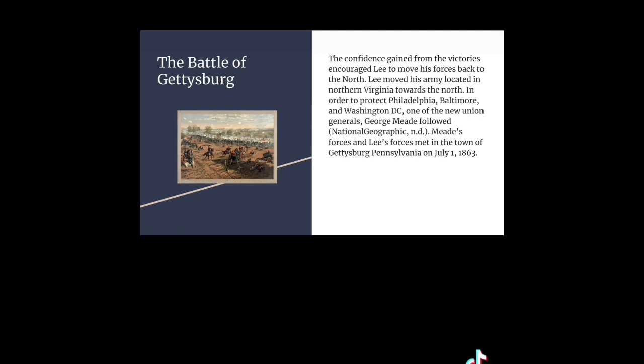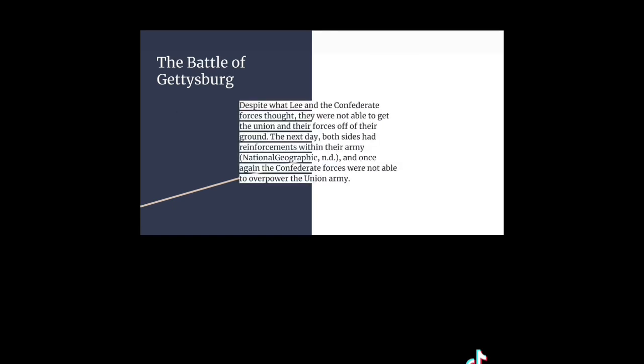In order to protect Philadelphia, Baltimore, and Washington, D.C., one of the Union generals, George Meade, followed him. Meade's forces and Lee's forces met in the town of Gettysburg, Pennsylvania on July 1st, 1863. Despite what Lee and the Confederate forces thought, they were not able to get the Union and their forces off of their ground. The next day, both sides had reinforcements within their army, and once again, Confederate forces were not able to overpower the Union army.